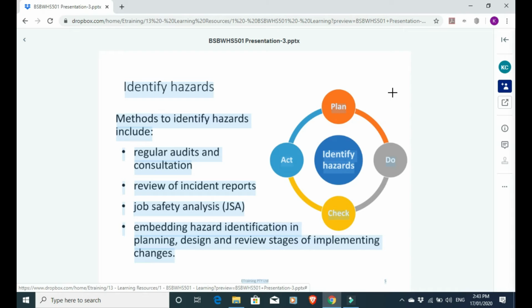So looking back at the meeting reports and incident reports of previous years helps you identify what could happen. There's also job safety analysis that can be done to identify hazards. And some of the hazards are embedded in the planning and designing, and that's where they can be identified.